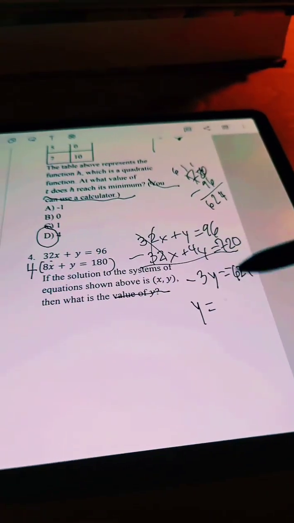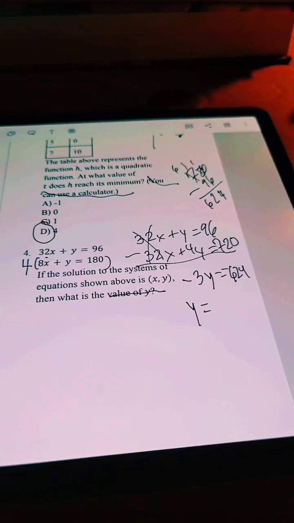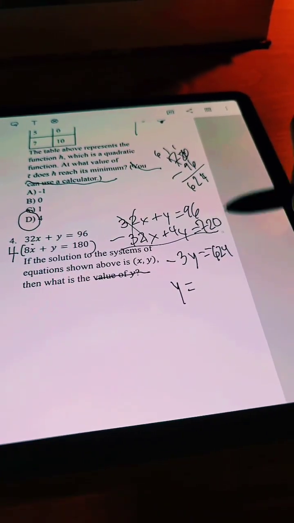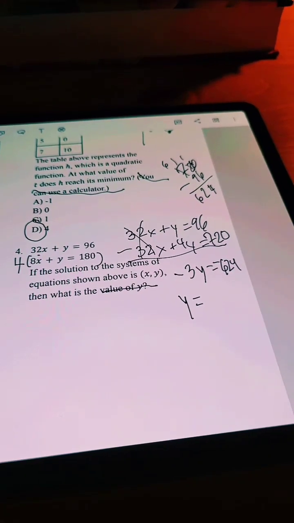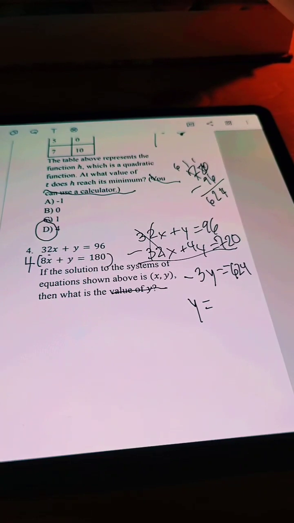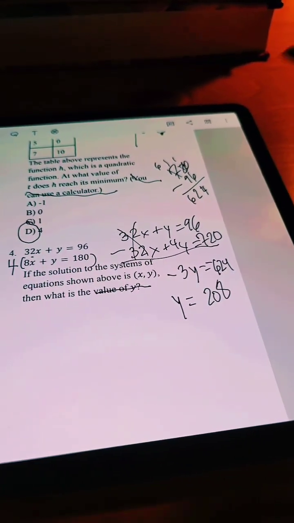Someone said that they don't get it. If you could be more specific, I can explain it in a way that you might be able to get. So now let's do negative 624 divided by negative 3. And that's positive 208 as our answer.